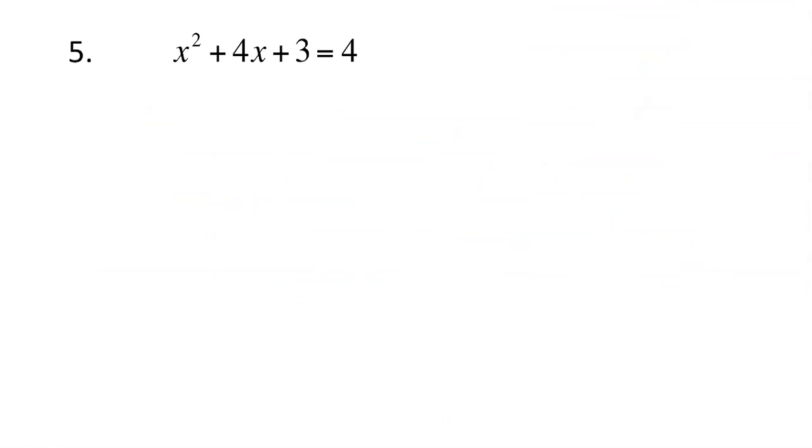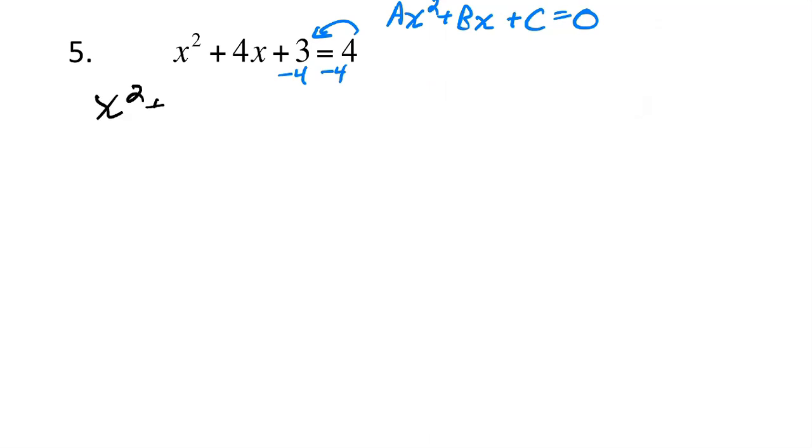Number 5, again, you need to have it in the correct form, ax squared plus bx plus c equals 0. So we're going to have to subtract 4 from both sides. That gives us x squared plus 4x minus 1 equals 0. So our values of a, b, and c would be 1, 4, and -1.